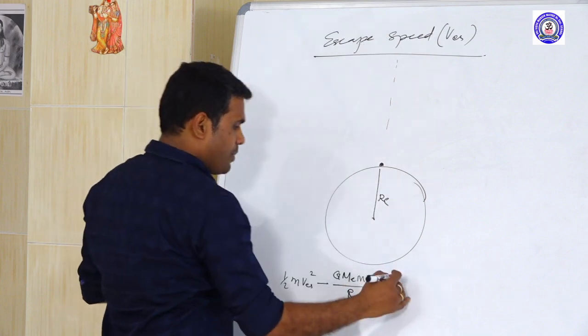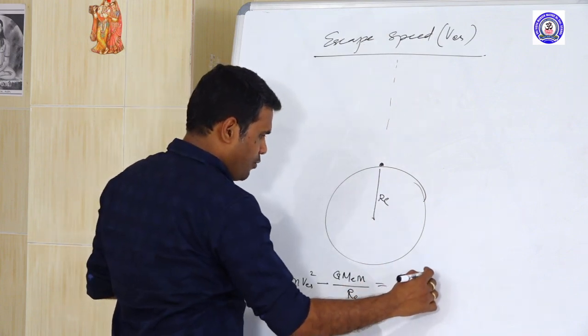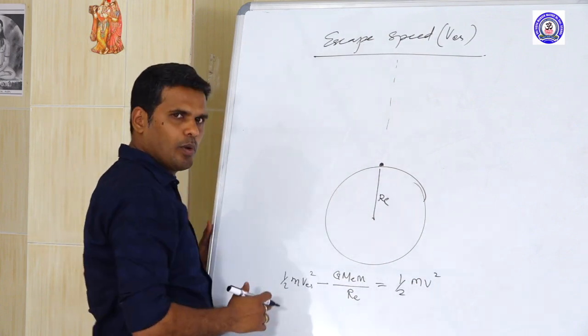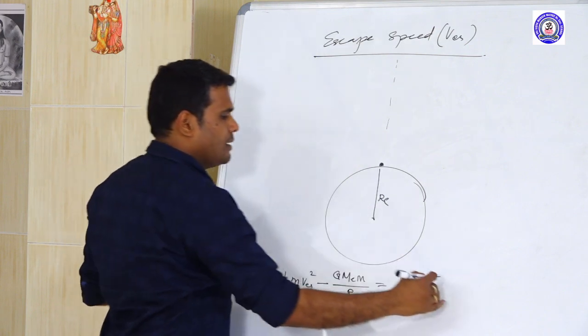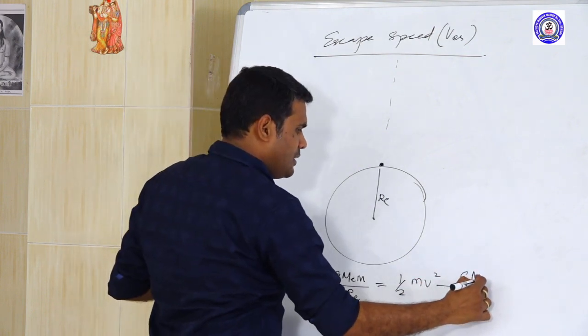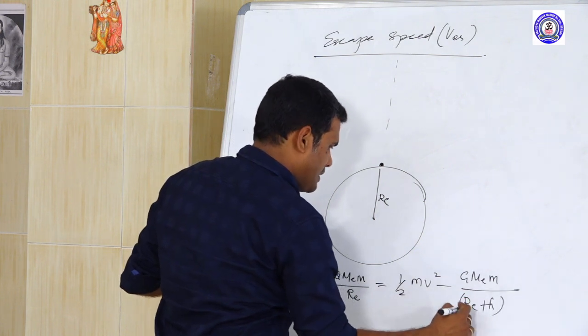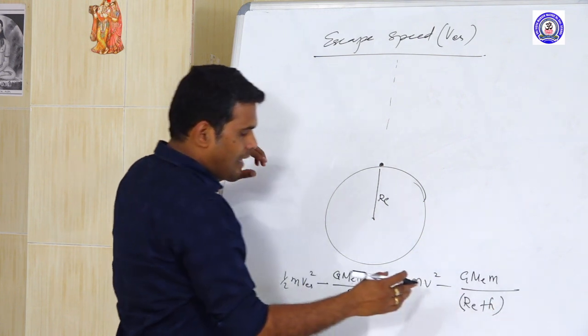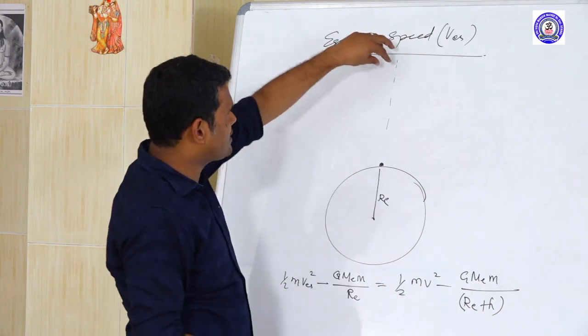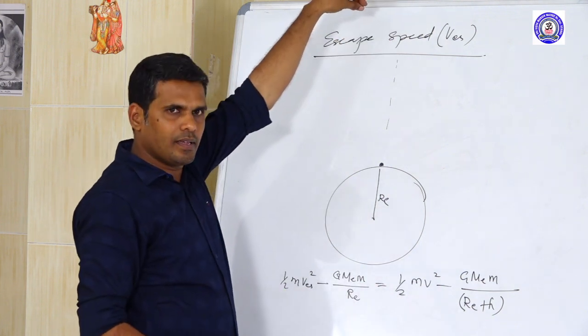Final energy can be represented as half m v square, since some velocity will be there at some point, minus G Me m divided by Re plus h. Actually, this is the potential energy of the same object at some height h.